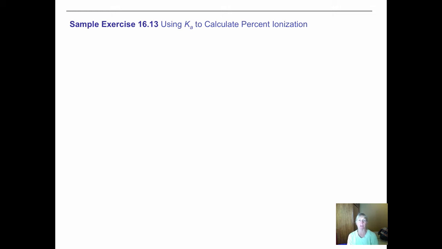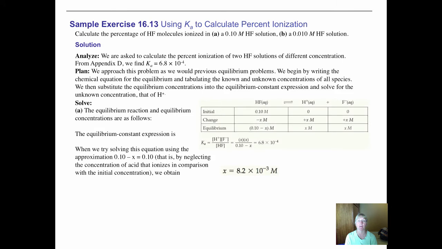We'll finish up this section on Ka by doing a problem with percent ionization that also introduces the concept of how sometimes it's not appropriate to ignore the X, the change in original concentration of an acid. So this one says calculate the percentage of hydrofluoric acid molecules that are ionized, and they give you a 0.1 and then a 0.01 molar solution. And I will also take a look at the impact of concentration on percent ionization.